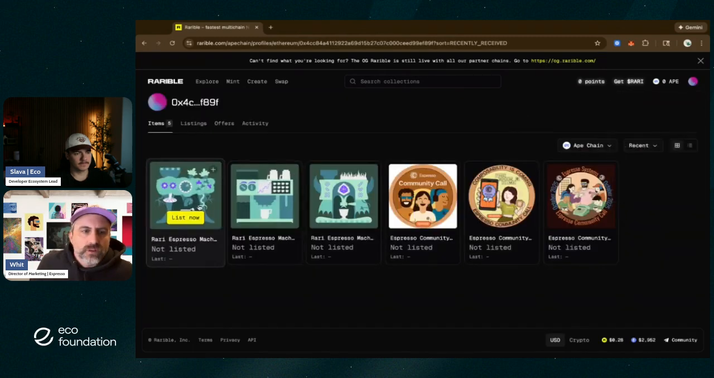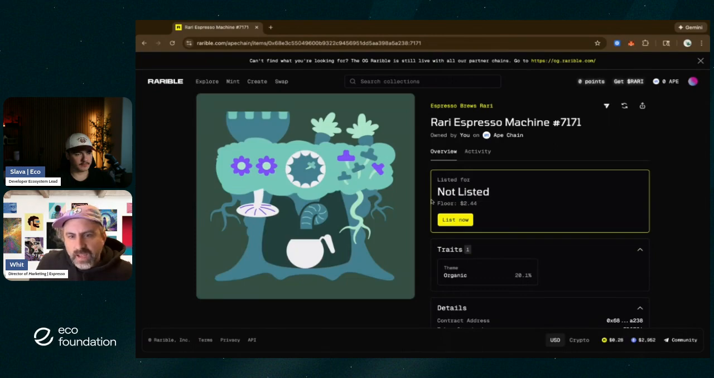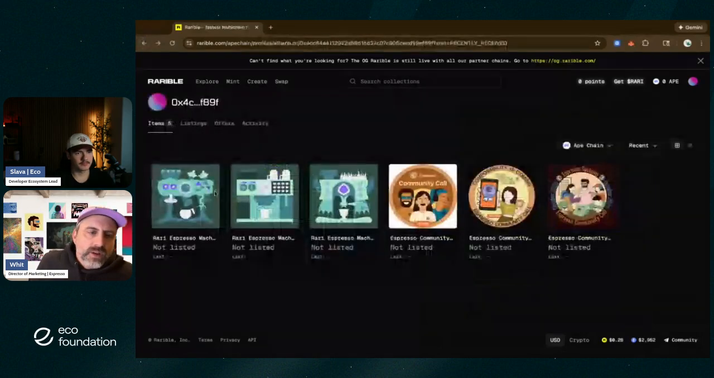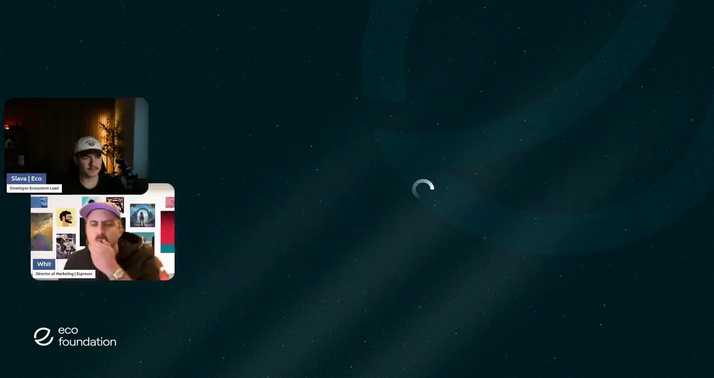So here's the NFT that I just minted. This lives on ApeChain, but I paid for it with funds on Rari Chain. So that's a really simple, basic thing. Let me share my other screen though here. All right, yeah, if you want to pull that one up.